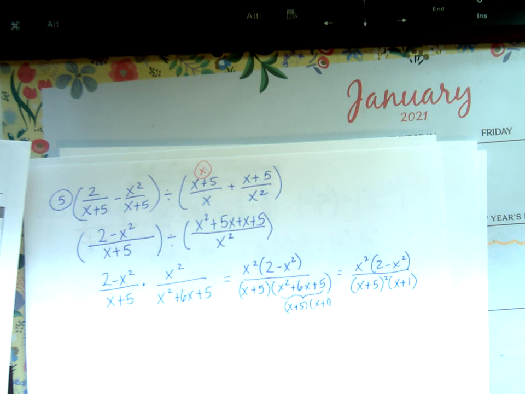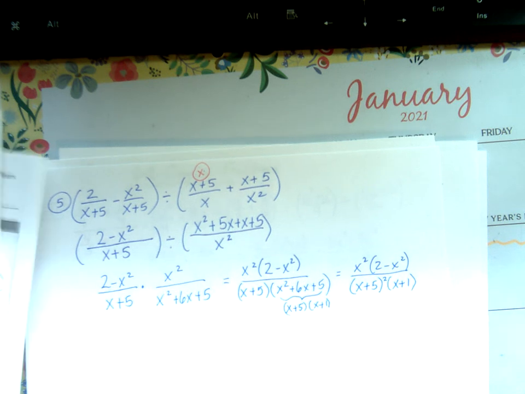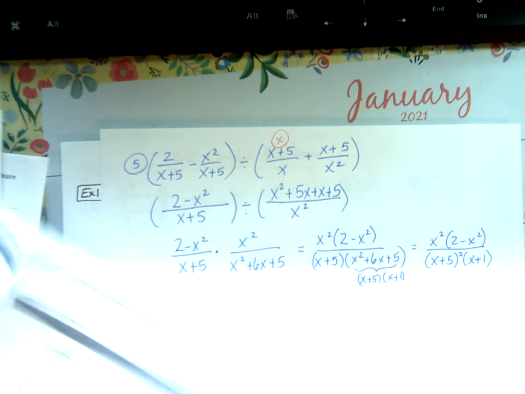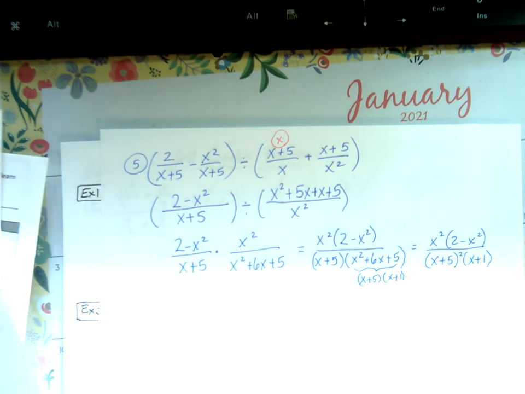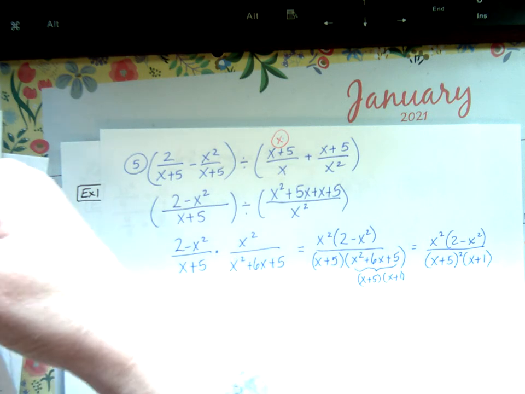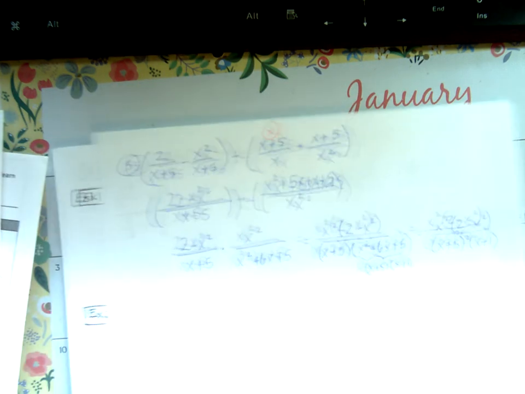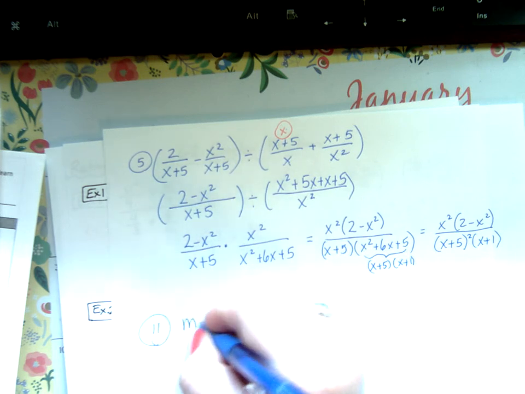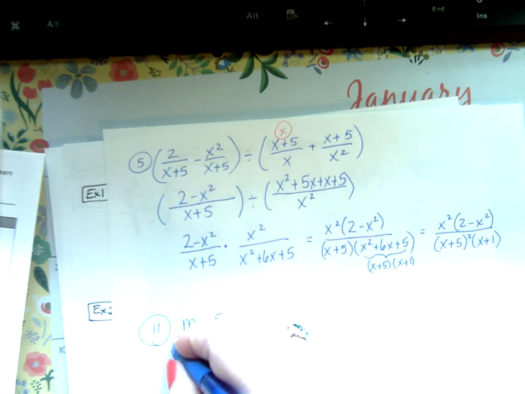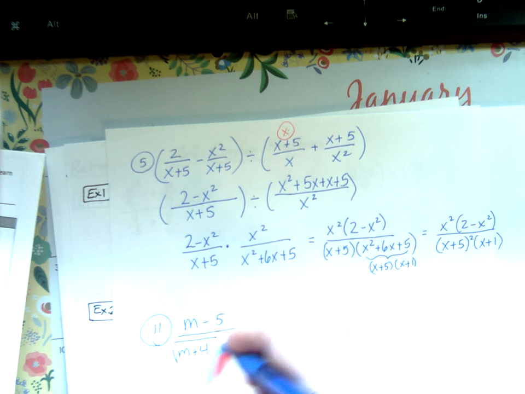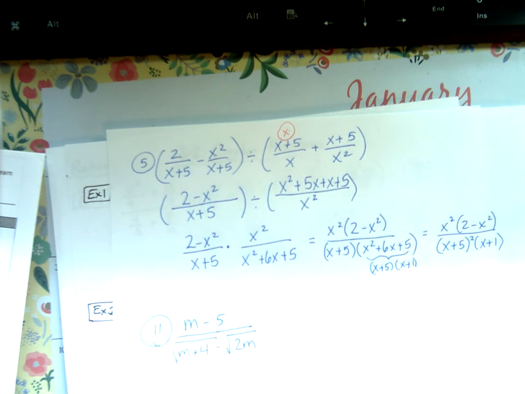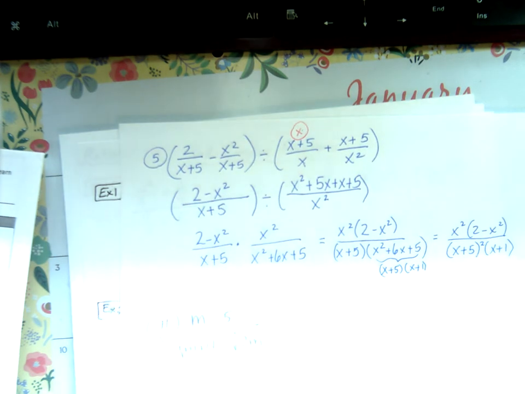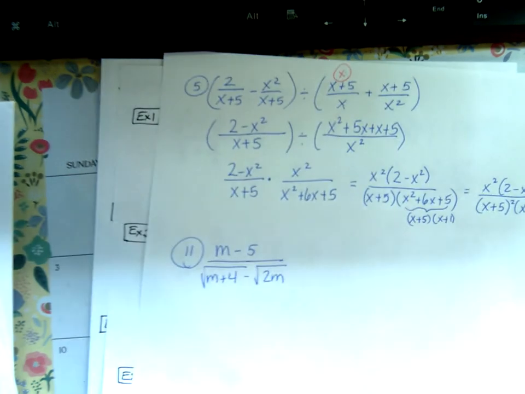Number 11 I can do. And then we're going to take a look at our deadlines and due dates and things, okay? So we'll look at number 11 because I think number 11 is one of the rationalizing guys. Cool. All right, so 11 is the second request. I'm going to set it up. I've got m minus 5 over the square root of m plus 4 minus the square root of 2m. It's all about the denominators for these.